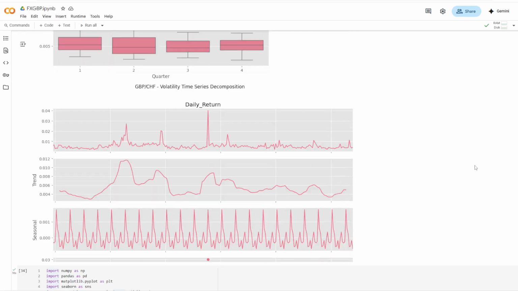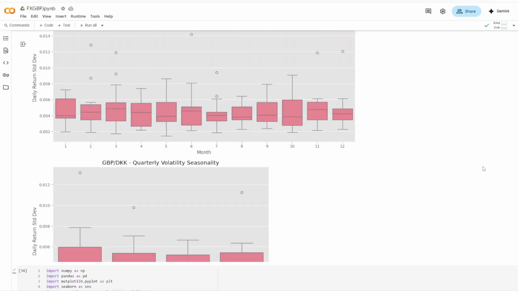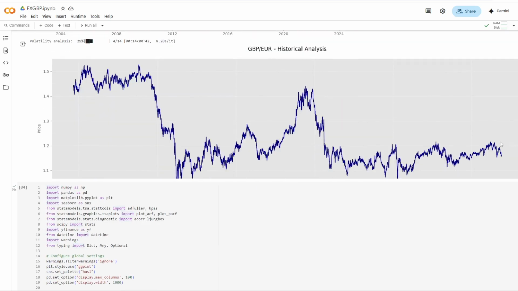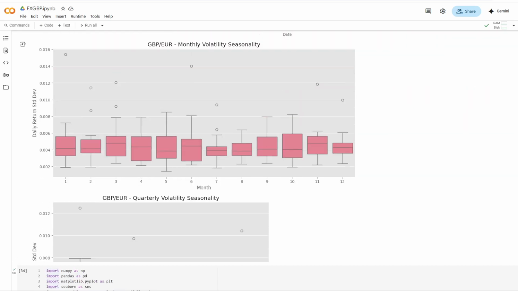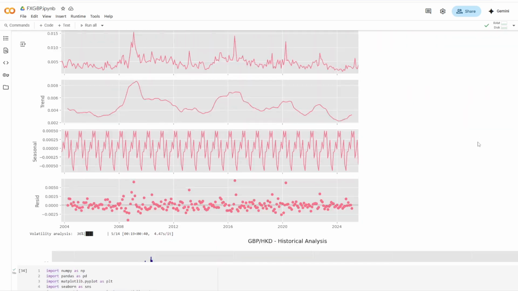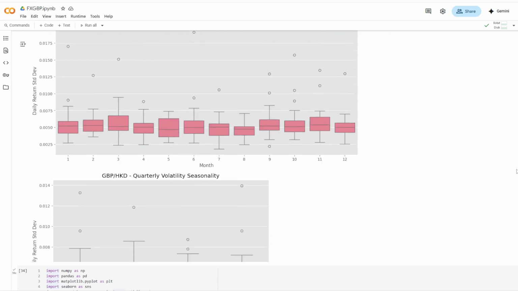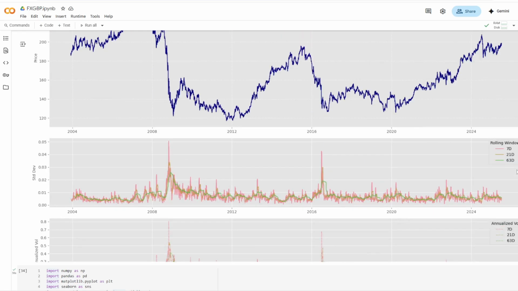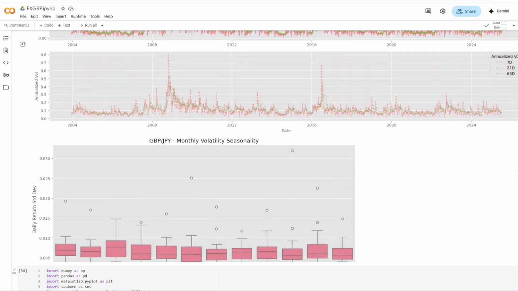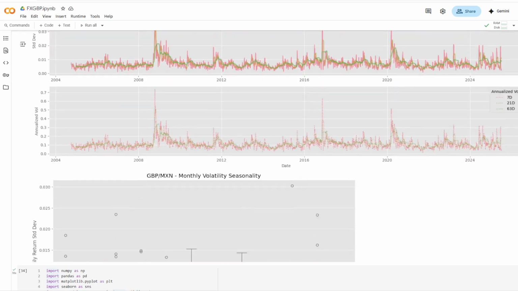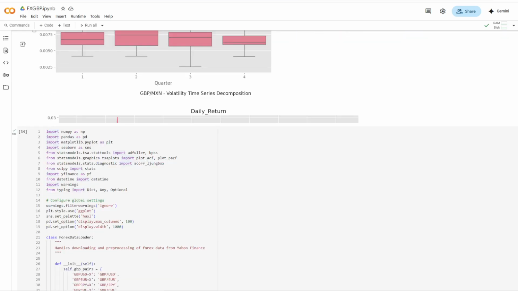And yeah, that's basically for all currency pairs. You can see the seasonality of the volatility, and you can build a reference framework for the work of daily trading or positioning in the medium to long term. You can do a lot of things.